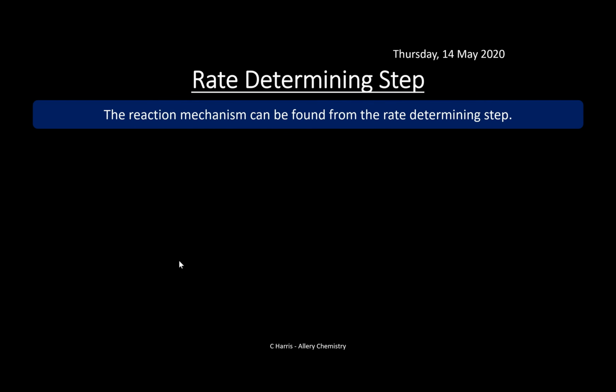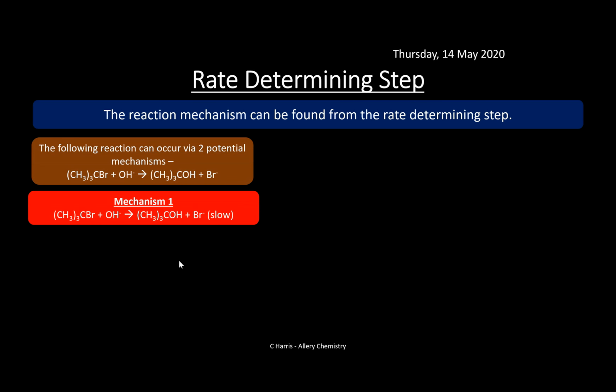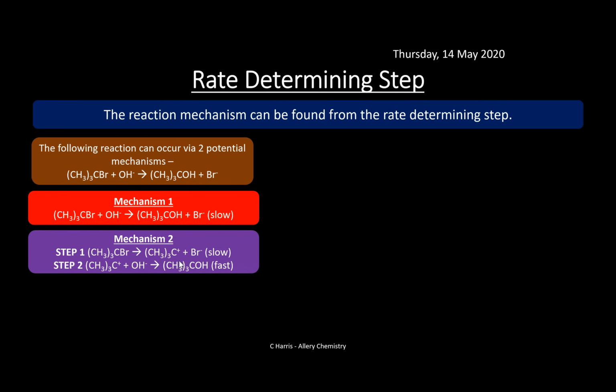So the rate mechanism can also be found from the rate determining step. This is an interesting one. The following reaction can occur via two potential mechanisms. It can occur via mechanism 1, which is all in one step, so that's obviously the rate determining step, because there is only one of them. Or it can occur via a two-step mechanism, where we have a slow step to start with and a fast step towards the bottom.